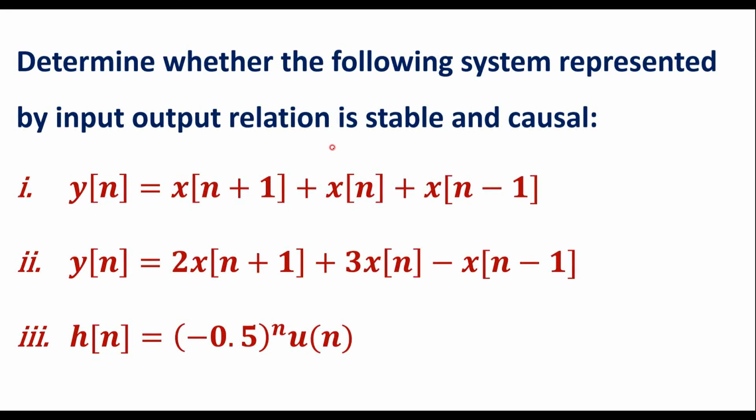In this video, let's verify the stability and causality of the system. Determine whether the following system represented by input-output relation is stable and causal. Here three systems are given. We are supposed to calculate whether these systems are stable and causal. Let me consider the first example.